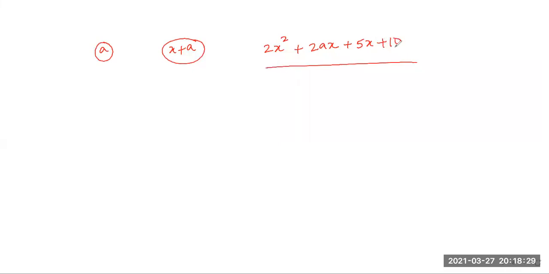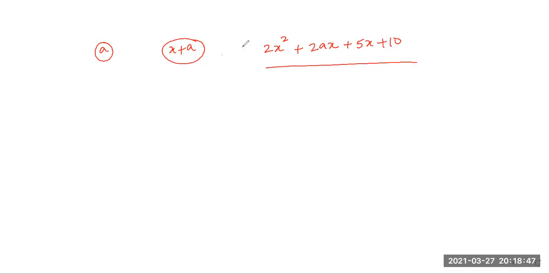It says find the value for a if x plus a is a factor of the polynomial 2x squared plus 2ax plus 5x plus 10. Well, this is a polynomial, a quadratic polynomial, right? Now it says x plus a is a factor of this polynomial, x plus a.